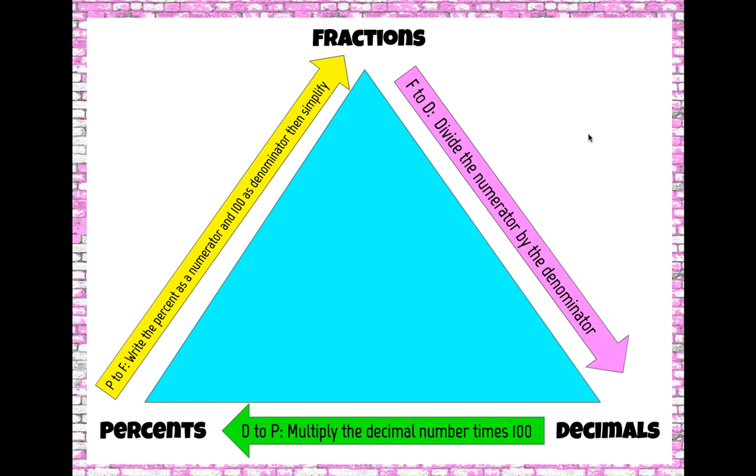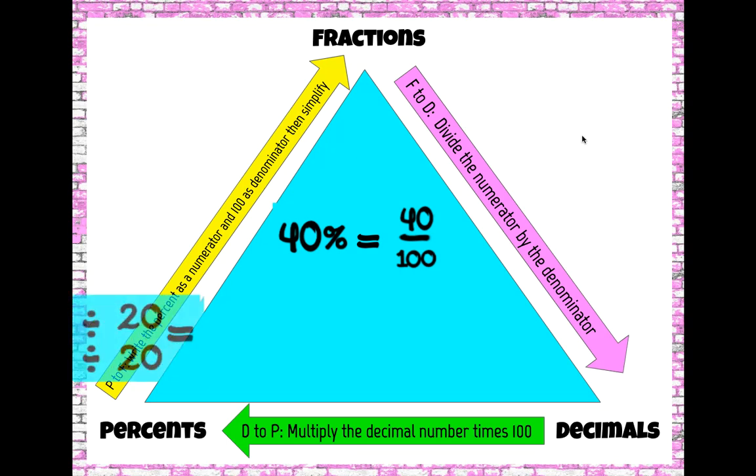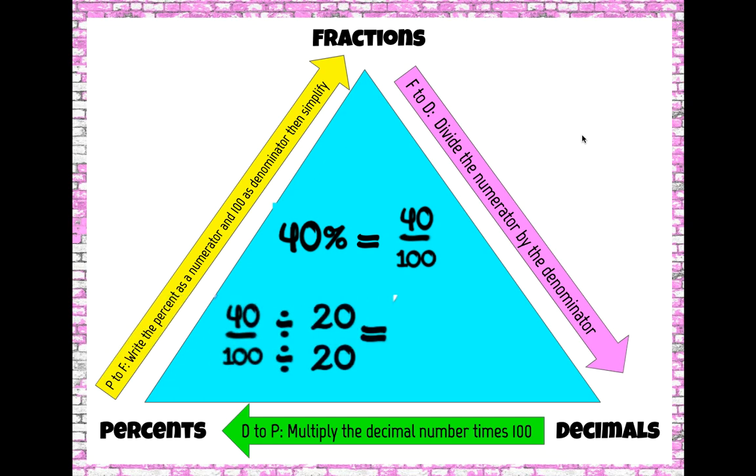From a percent to a fraction, you need to write the percent as a numerator and 100 as a denominator, and then simplify it. So let's go ahead and take our 40%, and we would write the 40 as a numerator, and that is out of 100, because percent means per 100. Then we need to simplify it. The largest factor that will go into both numbers is 20. And so that would equal 2/5.